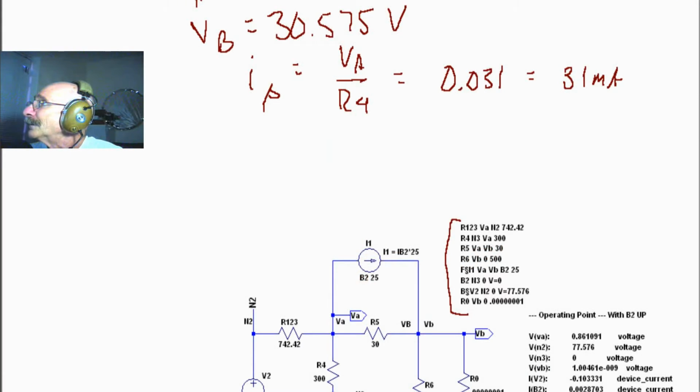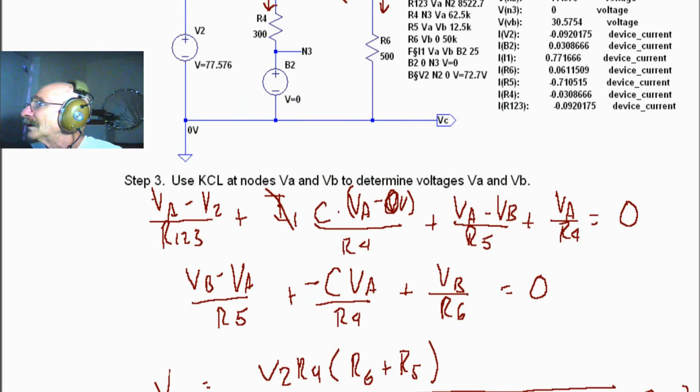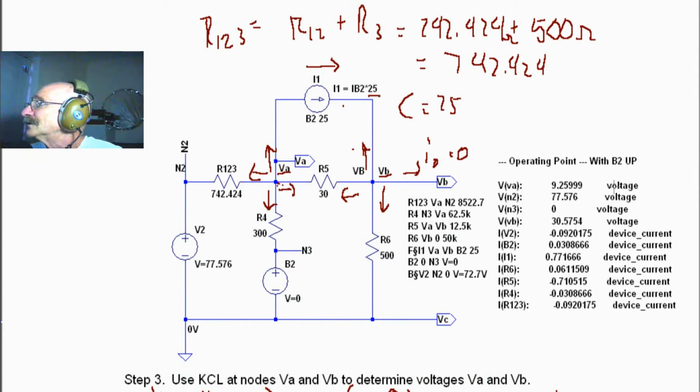So let's go back up here and take a look at what our voltages come out to. As you can see, this voltage does come out correct. V at VA is 9.25, V at VB is 30.575. These are the values we calculate. And in the circuit, when you run a DC operating point, these are the values you get.